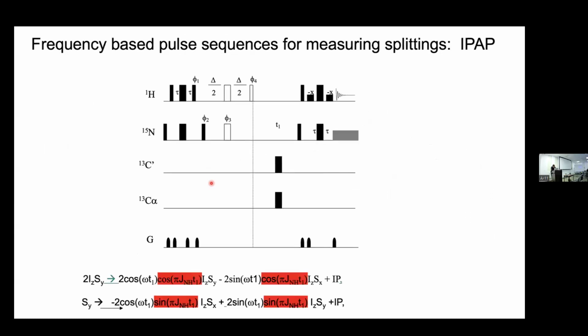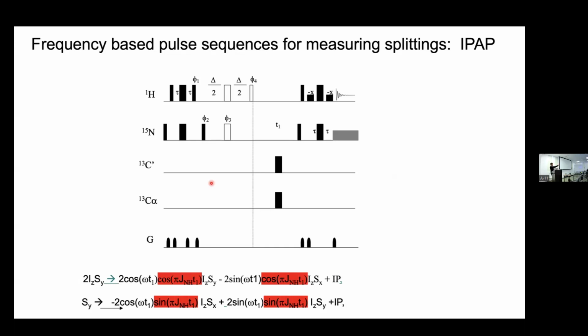By the way, there are two classes of measuring splittings. One is frequency-based. Frequency-based methods involve measuring the center of a peak. You have a peak here, you measure the distance, that's your coupling, your splitting. Everything I've discussed so far, coupling enhancing schemes, are frequency-based methods. Another frequency-based approach is the so-called IPAP experiment, where in one experiment you get the doublet like this.